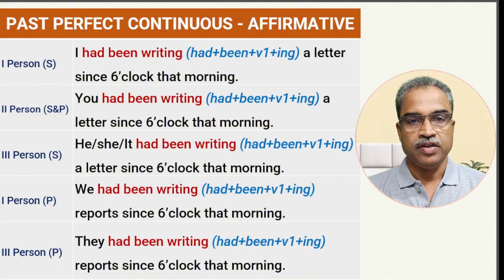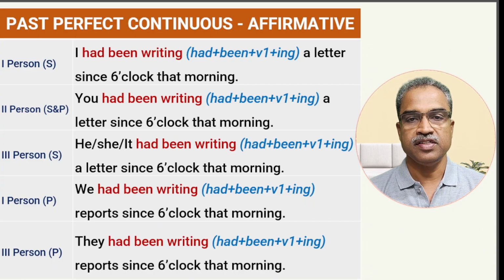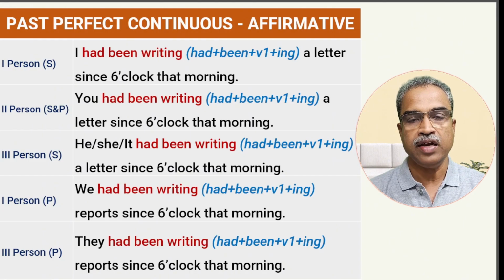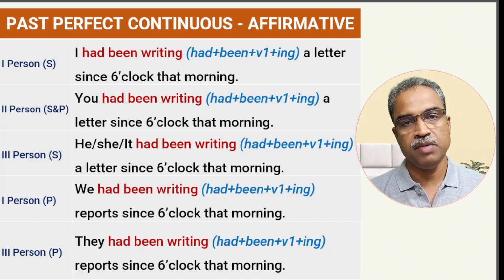In the past perfect continuous sentence, how do we make affirmative statements? It's the same thing since we have already learned present perfect continuous tense. This is the same exact thing in the past perfect continuous tense. Also, the only difference is instead of the auxiliary verb have or has, we need to use its past tense, that is had. Now, had comes after every subject, whether the subject is singular or plural, whether it is first person, second person, third person, whatever may be the subject.